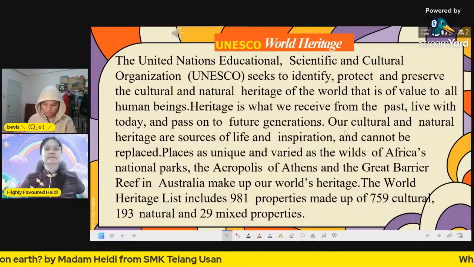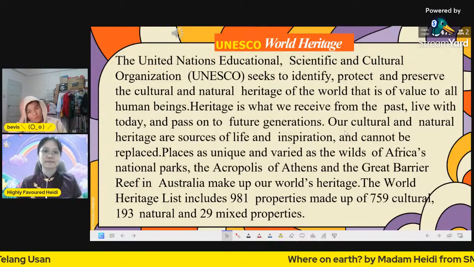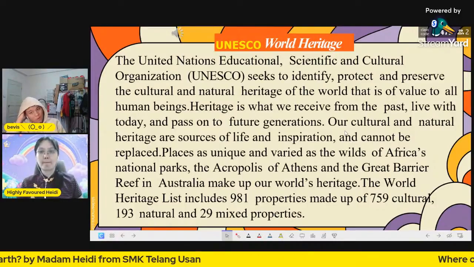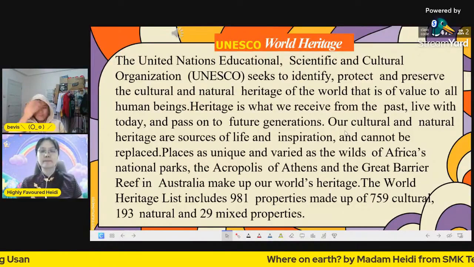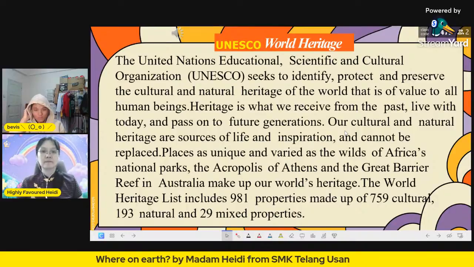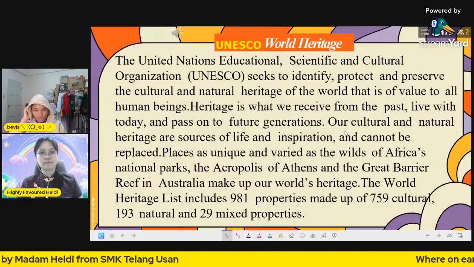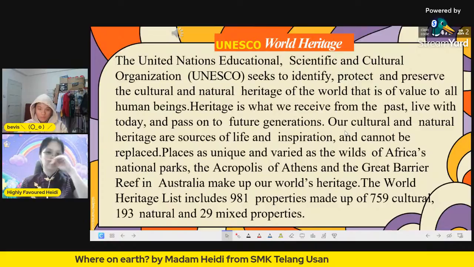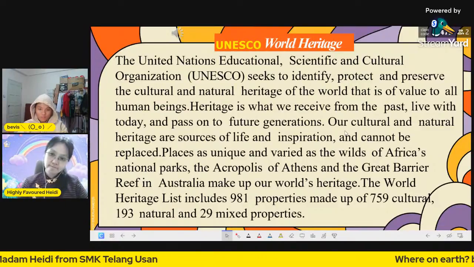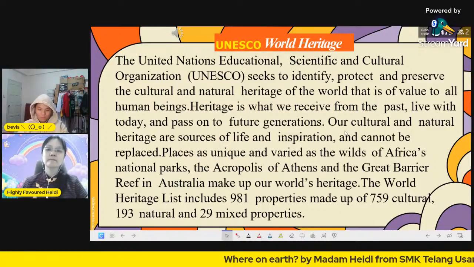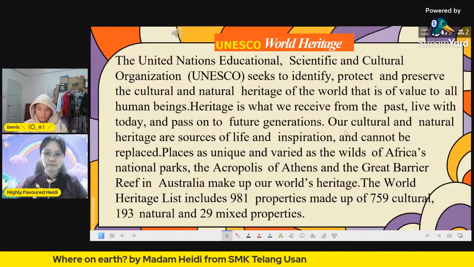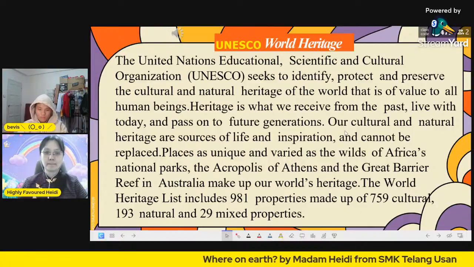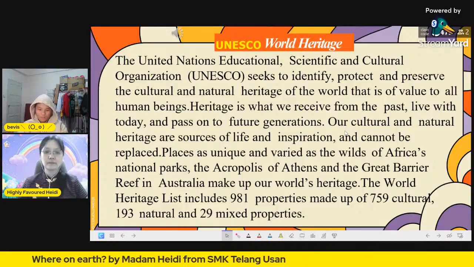A. UNESCO World Heritage. The United Nations Educational, Scientific and Cultural Organization, UNESCO, seeks to identify, protect and preserve the cultural and natural heritage of the world that is of value to all human beings. Heritage is what we receive from the past, live with today, and pass on to future generations. Our cultural and natural heritage are sources of life and inspiration and cannot be replaced. Places as unique and varied as the wilds of Africa's national parks, the Acropolis of Athens, and the Great Barrier Reef in Australia make up our world's heritage. The World Heritage List includes 981 properties made up of 759 cultural, 193 natural, and 29 mixed properties.